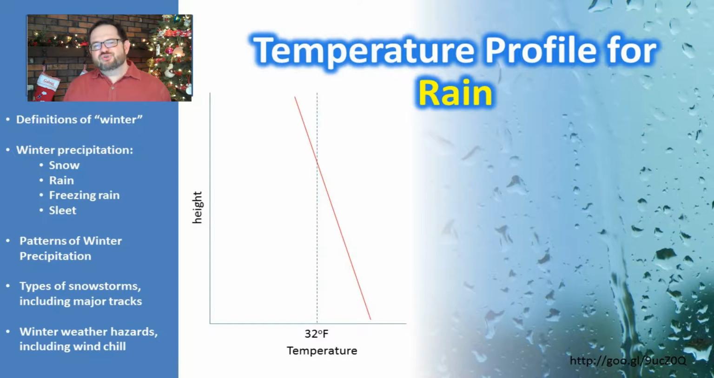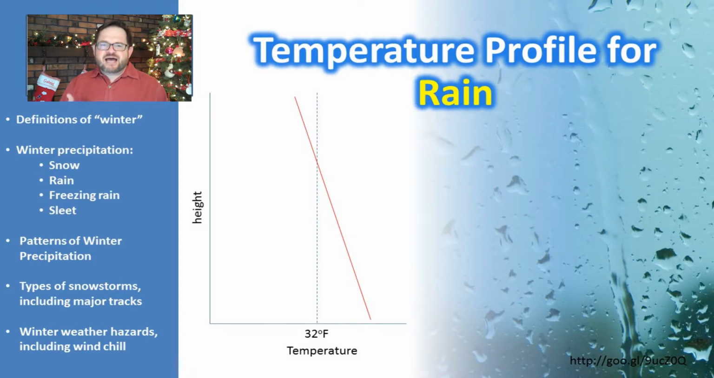Alright, welcome back to part 2 of our lecture about winter weather. And now we're going to talk about another form of winter precipitation, namely rain. And we're going to make another one of these graphs where temperature is going to be plotted on the x-axis versus height as the y-axis.